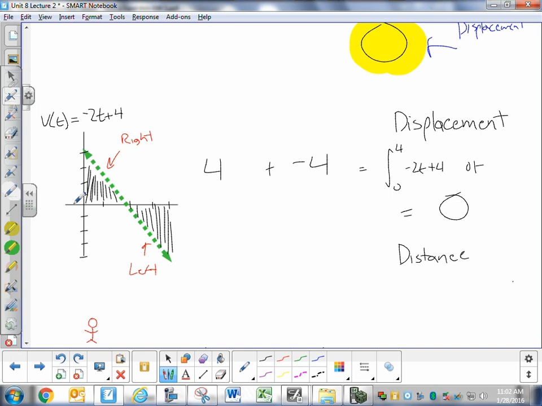This right here between negative 2 and 0 is going to be a positive displacement. I travel a total of 4 units to the right. This right here is going to be a negative. I don't know why I said negative 2 to 0, from 0 to 2. This from 2 to 4 is going to be a negative displacement, or I travel to the left a total of 4 units.